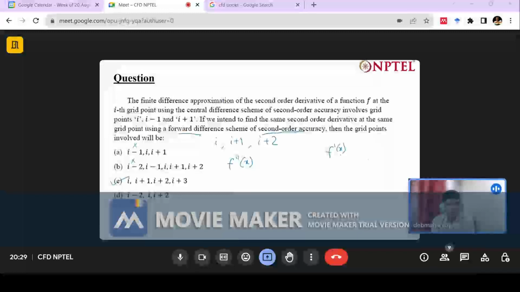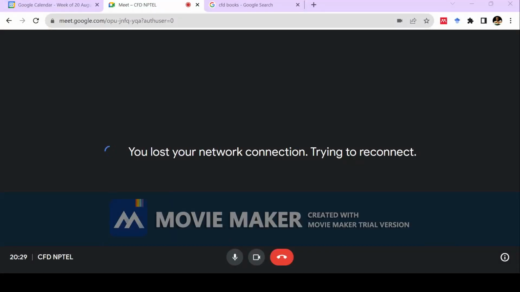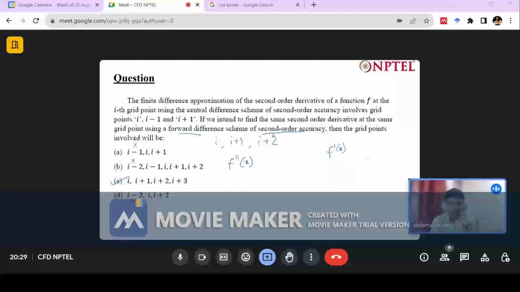Yes, because we cannot have f dash x within our scheme. We need to find it using the values at the grid points. We cannot use derivatives at the grid points that we are finding. So we can only use the values at the grid points, like f of x plus h, f of x plus 2h. These values.